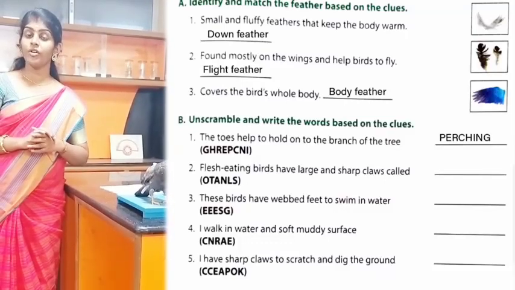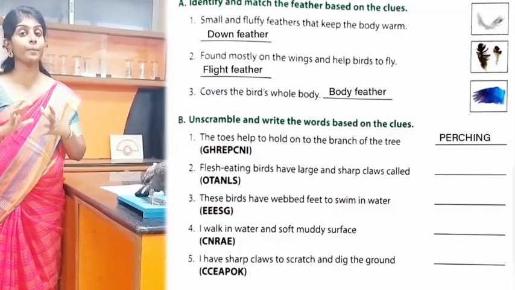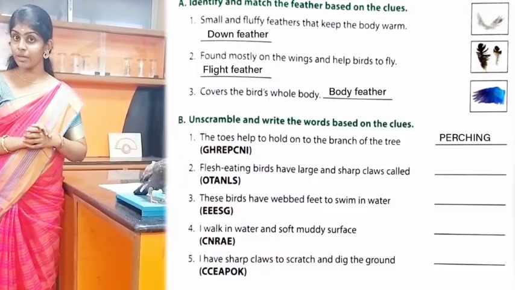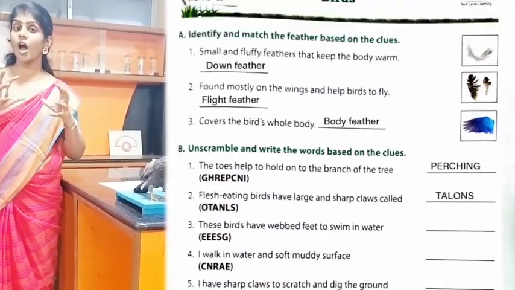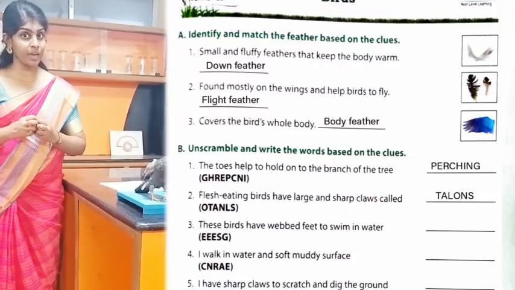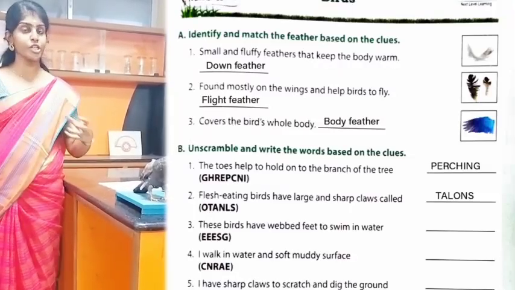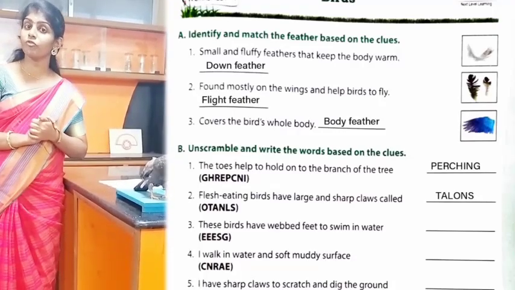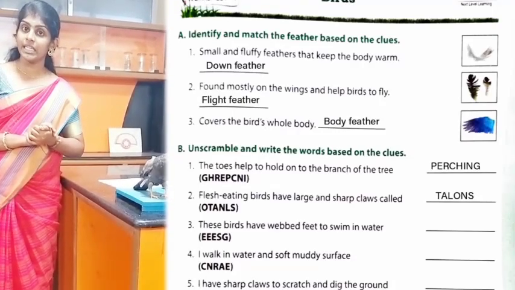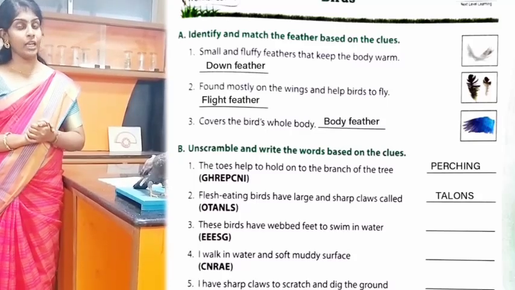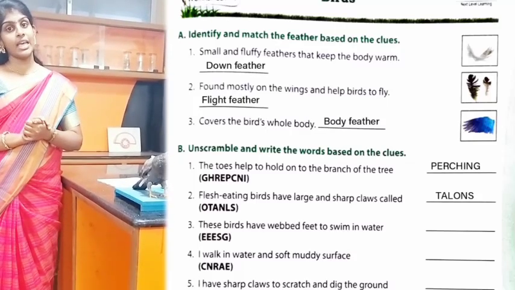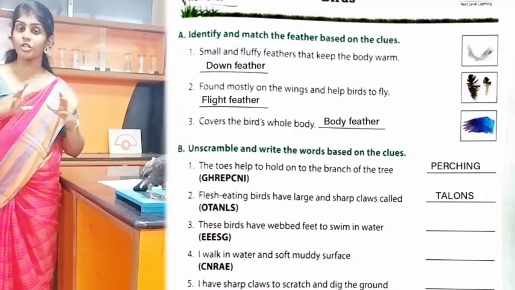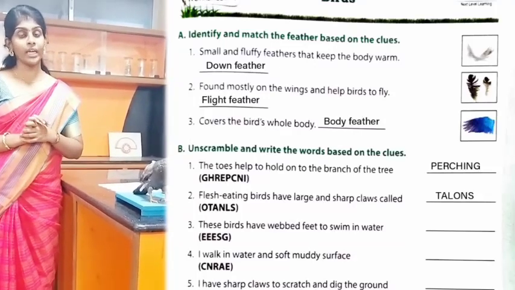Flesh-eating birds have large and sharp claws called talons. So flesh-eating birds have large and sharp claws in order to hold their prey as well as to tear the flesh of the prey, and they are called talons. What is the spelling of talon, children? T-A-L-O-N-S. Talons. So talons are the sharp and large claws which are located in the flesh-eating birds.